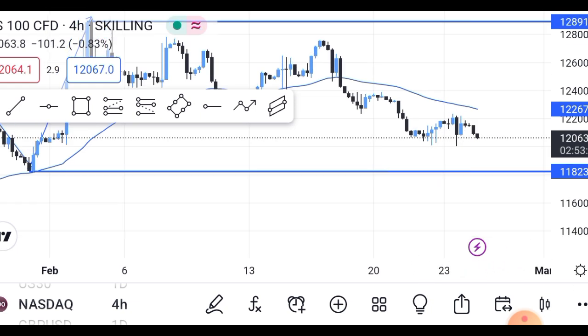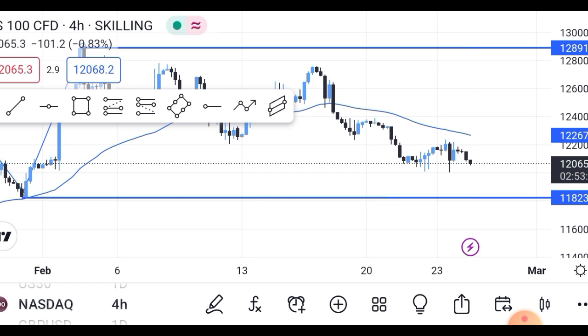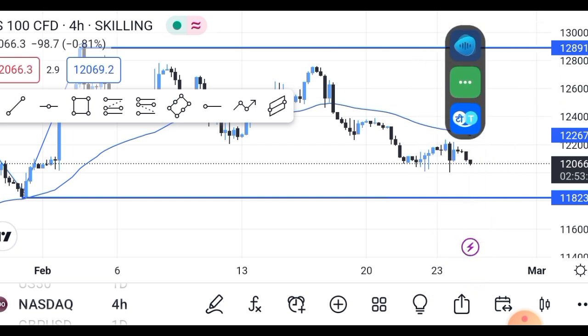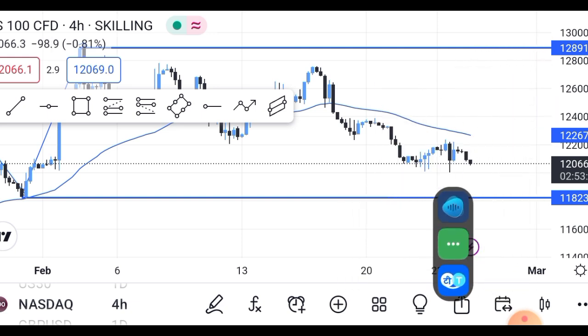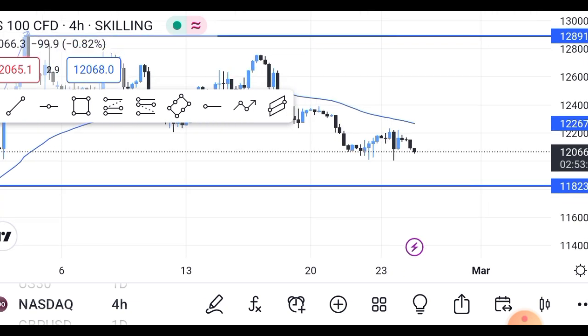So now we are just waiting for what? A break of our previous low. But if the uptrend will continue, we have to see what? A break of this previous high. But if the uptrend will not continue, then the market will just start blowing down.